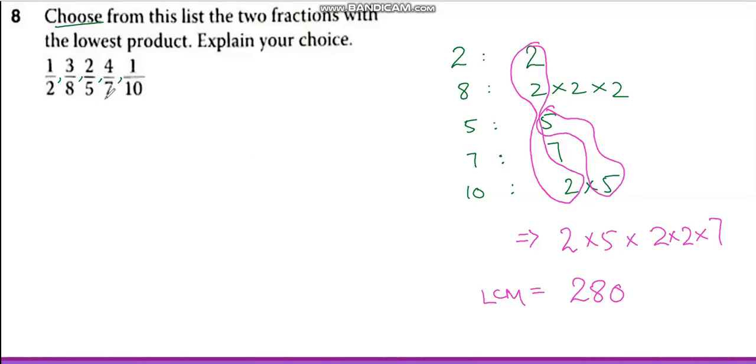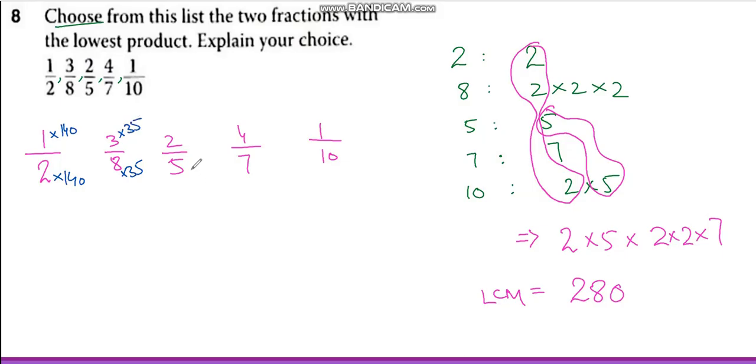It means we can convert each fraction, each denominator, to 280. So for that purpose, we will write the fractions again: 1/2, then 3/8, then 2/5, then 4/7, and then 1/10. We know that 2 times 140 will give us 280 over there. We will multiply the same number on the top. Similarly, 8 times 35 is 280, so we will multiply the same number on the top.